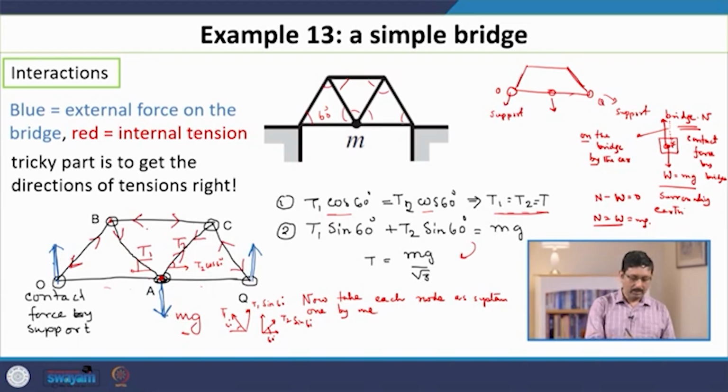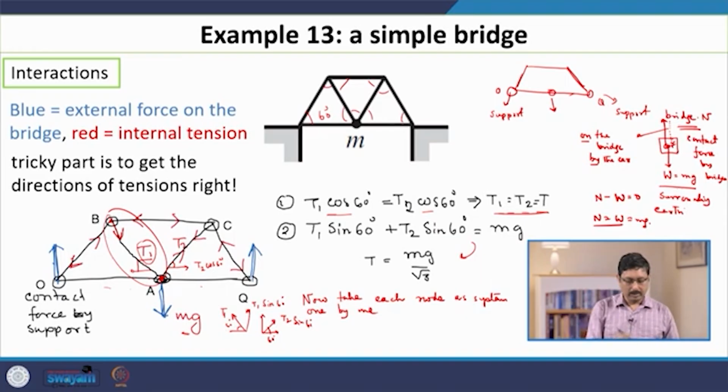If we apply the force balance condition on the beam AB, then the total force on the beam must be 0. So, if we know the direction of the force T1 at the node A, then the force on the node B, which is the other end of this beam, must be opposite, and equal in magnitude as well. Hence, if we know this force, then we immediately know the magnitude of this force must also be mg by root 3. And similarly, you can consider the other nodes.